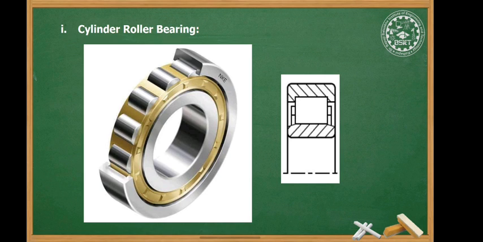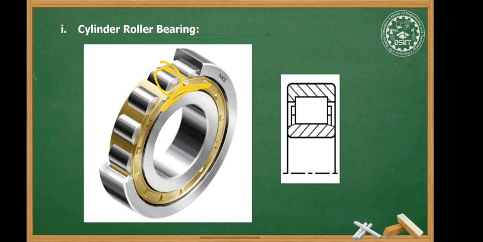First type is cylindrical roller bearing. They consist of relatively short rollers that are positioned and guided by the cage. So this portion is nothing but the cage in which these rollers are evenly placed.